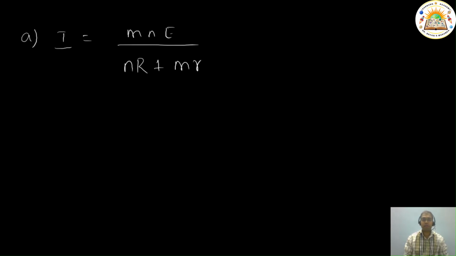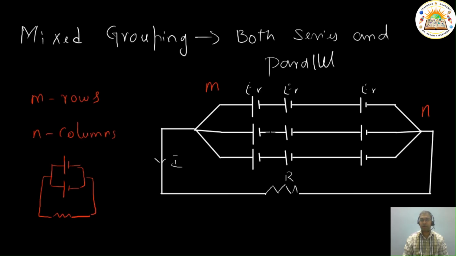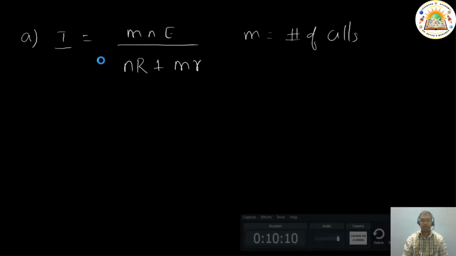So this is a straightforward substitution for this kind of case, where the total current will be nothing but the number of rows into the number of columns into the EMF, divided by the number of columns into R plus the number of rows into small r. Here, M is the number of cells in a row, and N gives us the count of the total number of rows for this kind of mixed grouping circuit.